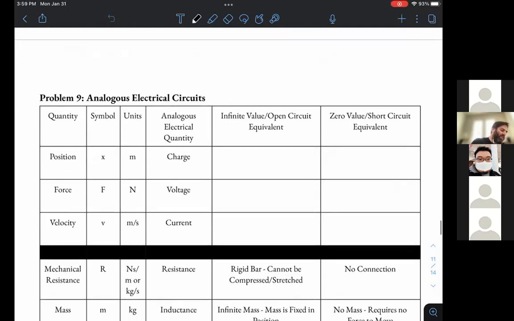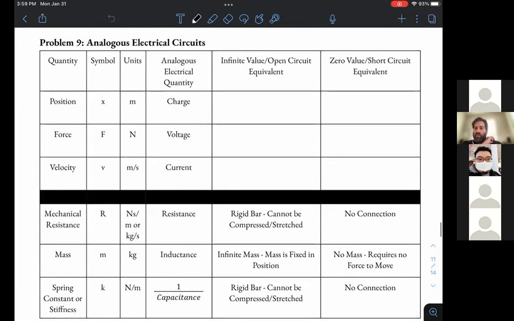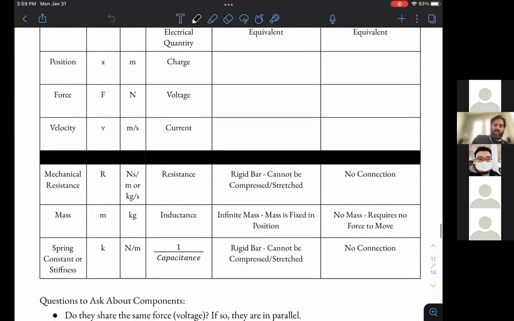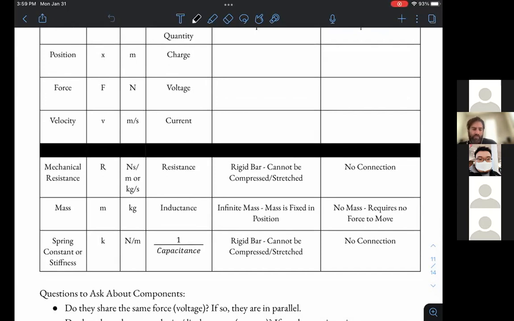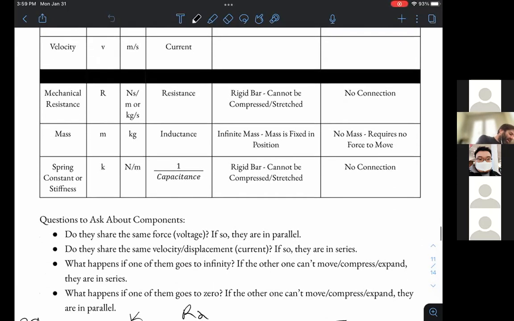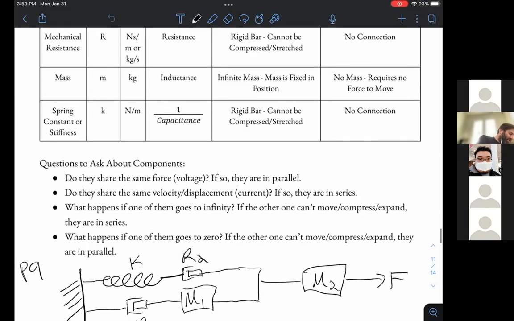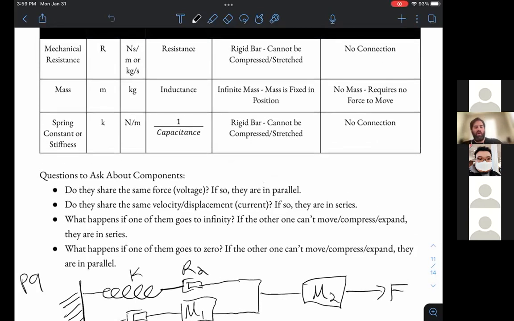I added this, which may or may not be useful to you. Please ignore it if it isn't. But what happens if you take these values to 0? For the resistance, it's like there's no connection at all. It's just deleted. For the mass, it's no mass. There's still a connection, but it doesn't require any force to move. It's infinitely light. And for the spring, there's no connection. It's just deleted.